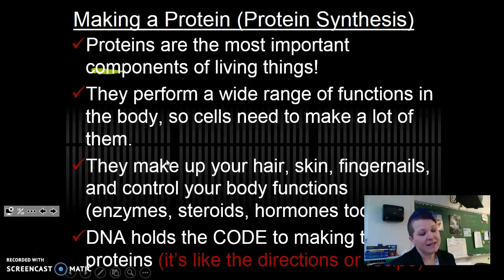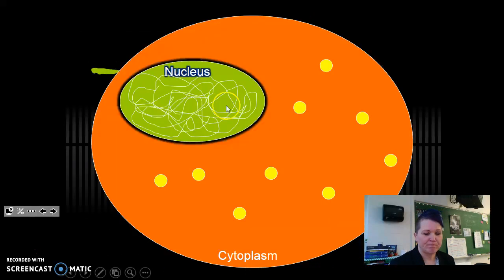Okay? And DNA holds the code for making those proteins. It's like the directions for making you, or the recipe for you. Okay? So, here's the problem though. DNA is in the nucleus, right? It's all the stringy stuff called chromatin, and it's surrounded by this nuclear membrane. Like it can't get out, because if it got out, it could get damaged, and that's your recipe book. And if that got damaged, you'd be making the wrong proteins, and it would be a hot mess. So it has to be protected in this sealed vault of the nucleus.